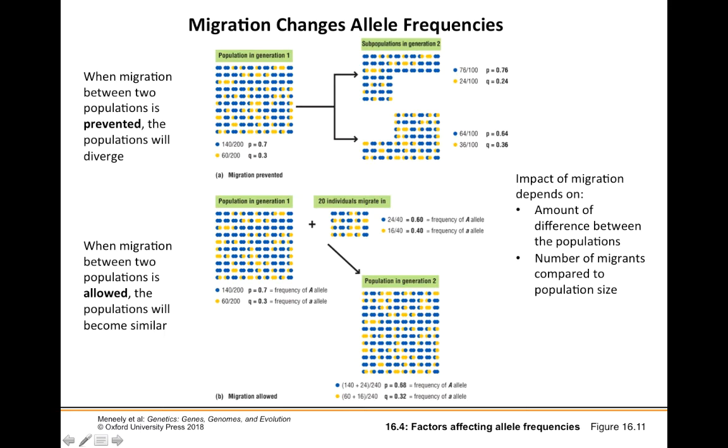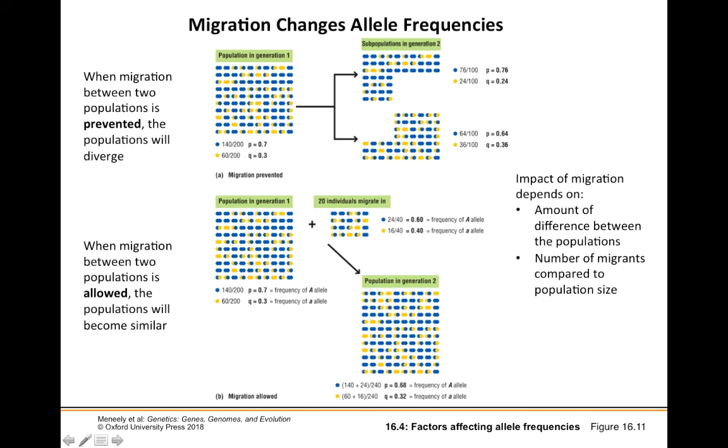The other thing that can happen is allele frequencies can change when migration is allowed, such that we have the original population, we add 20 individuals into it, but the individuals that are there have a different frequency of alleles, which then affects the final allele frequency. Because you have fewer of the blue allele in the 20 individuals migrating into the larger population, that reduces the overall frequency of the blue allele a little bit and increases the frequency of the yellow allele a little bit.